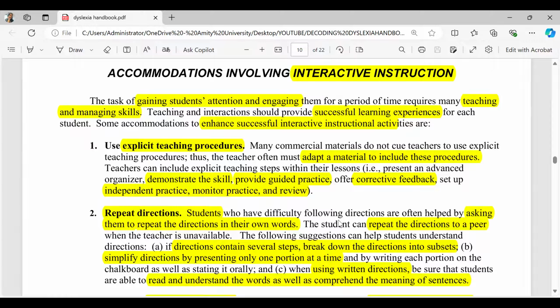सबसे पहले हमने डिस्कस किया कि कैसे आप चेंजेस ला सकते हैं मटेरियल्स में. Now we are going to discuss how you can bring changes in your instructions. Adapt a material to include the procedure, like demonstrating the skill, providing guided practice, offering corrective feedback. जब भी आप बच्चे को कोई भी इंस्ट्रक्शन दे रहे हैं, you can include an example along with it.